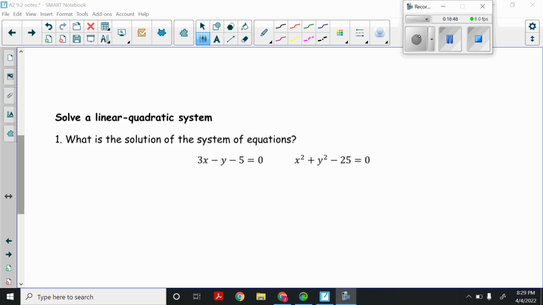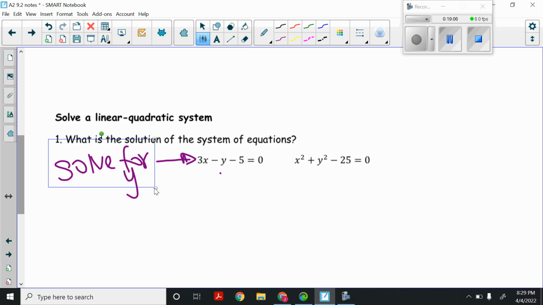I have x squared and y squared, x and y. So elimination is not going to work. So I want to do substitution. So I'm going to take this linear equation and solve for one variable. I'm going to go ahead and solve for y.